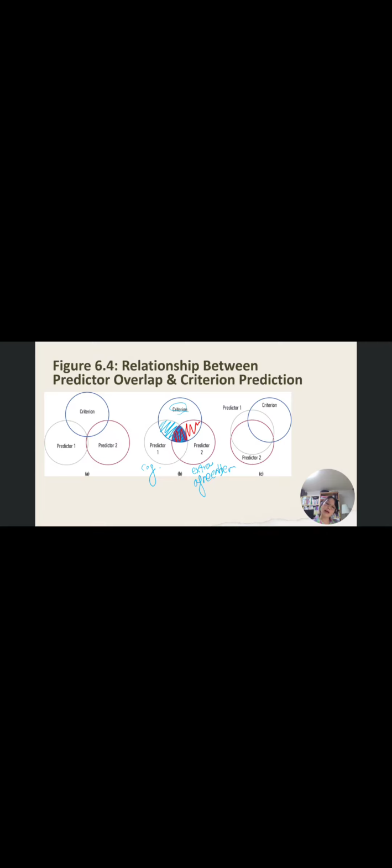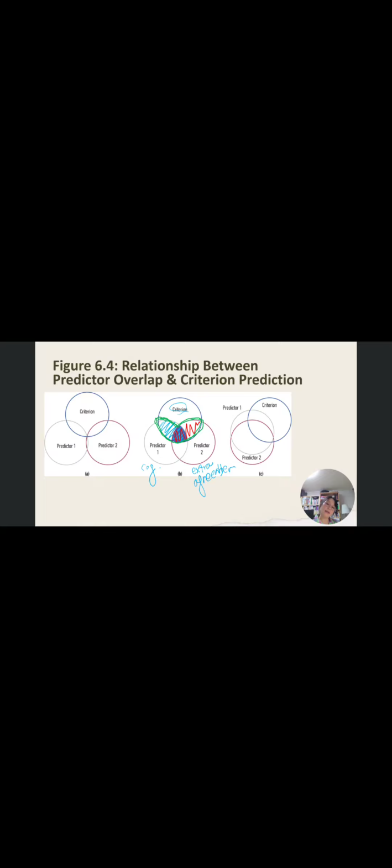And there are some overlap between the two, but I think this relationship is looking pretty good. Overall, by using predictor 1 and predictor 2, you can explain maybe 40% of variance. You can predict 40% of variance in job performance. So I think this is pretty good, right? How about A? All right.